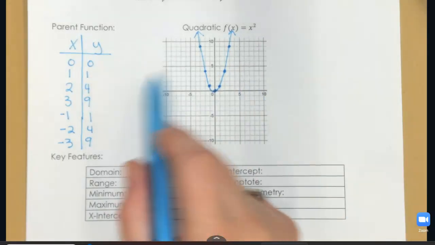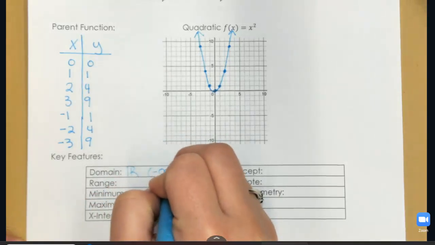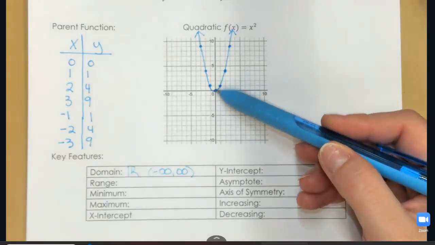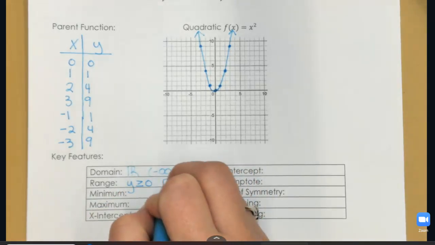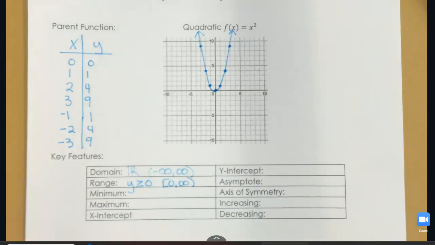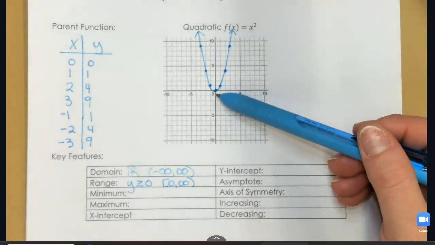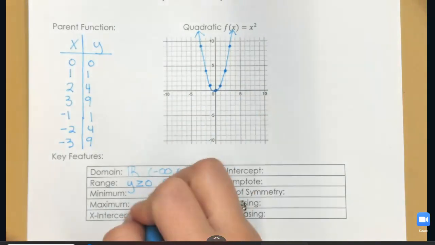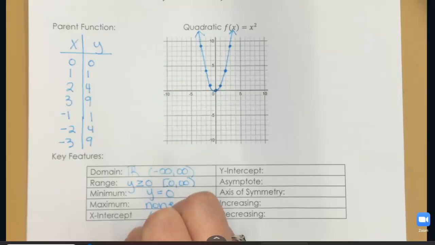Its domain is all real numbers. We don't have any restrictions, so I can either use that all real number symbol, or I can say negative infinity to positive infinity. My range, my y values, start at 0 and go up in the positive direction. So we have all values greater than or equal to 0. And then if I wanted to do that in interval notation, I could do this as well. Either is acceptable. Now, as far as a minimum or a maximum goes, when we have a parabola opening upward, that vertex is a minimum, so I don't have a maximum. And that minimum y value is 0. The x-intercept, where we cross the x-axis, is (0, 0).